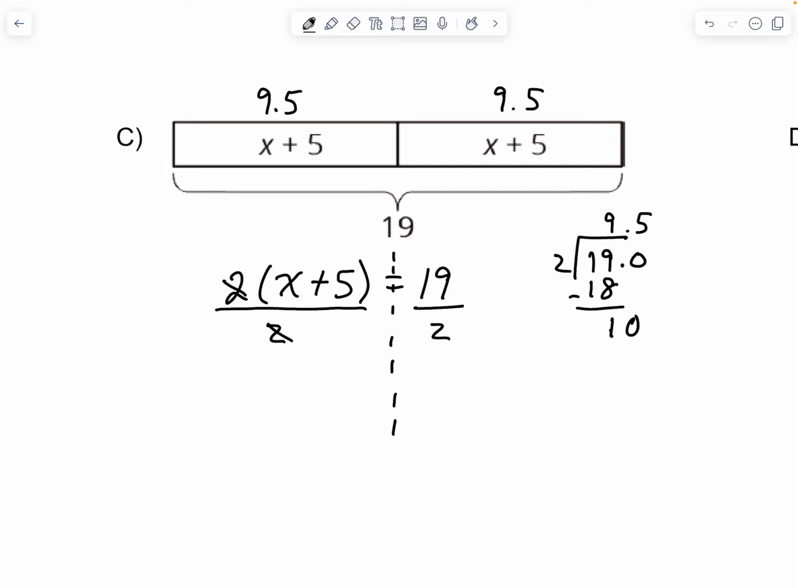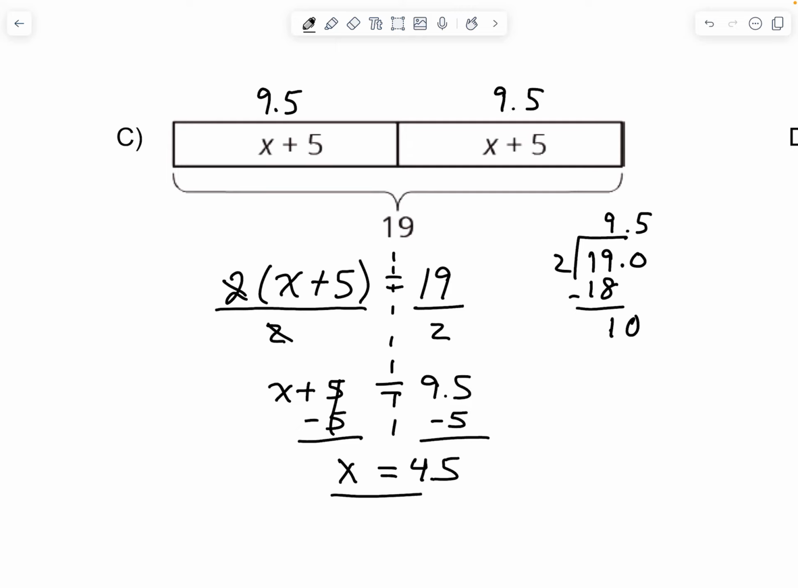So I'm just going to write down now the x plus 5. I don't need to write the parentheses anymore because the 2 is gone. So I have x plus 5 equals 9.5. Now my last step is to subtract 5 from each side to figure out what x is. So I put minus 5 here and minus 5 there. 5 minus 5 is 0. Write down my x equals 9.5 minus 5 is 4.5. So we had two groupings of x plus 5.